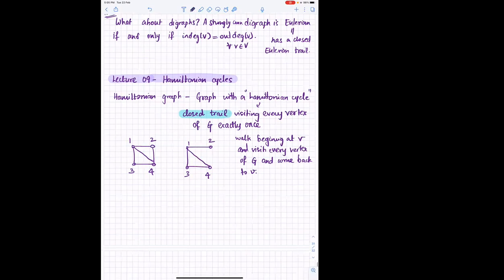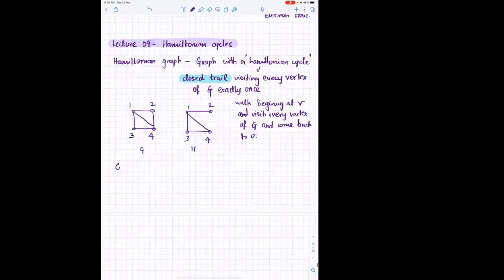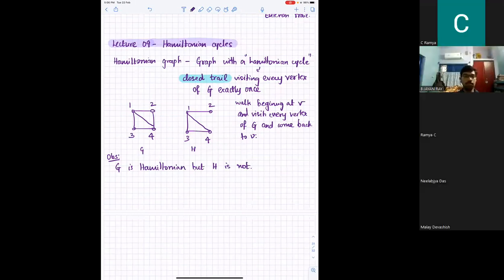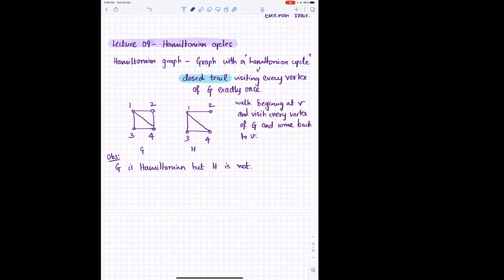So if we call this graph G and this graph H, what we observe is that G is Hamiltonian, but H is not. Is this clear? If there are any questions, you should ask now. Okay, so although H does not have a Hamiltonian cycle, it definitely has a path that starts at 2, visits every vertex and ends at 4, right?